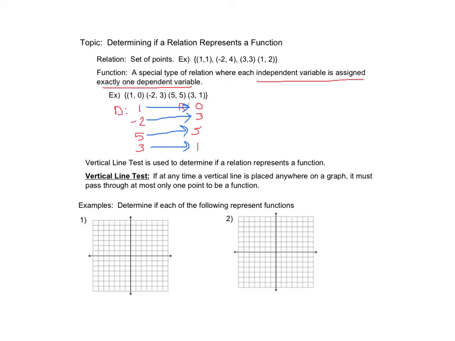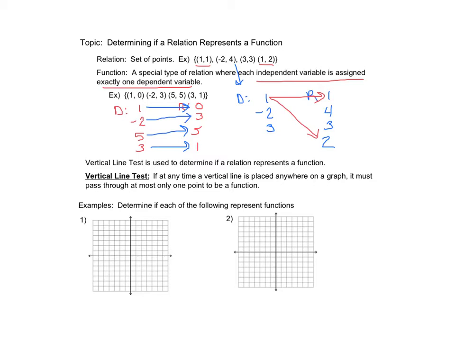If I look back at my relation here and I were to do the same thing for this, again, listing first my domain, 1, -2, 3, and I don't have to list the 1 twice because I've already listed it, just like we saw when we looked at domain and range. And then I list my range, 1, 4, 3, and 2. The first thing I notice is that 1 matches up with a 1 and it matches up with a 2. So notice that my independent variable of 1 is not assigned to only one dependent variable. So this is not a function, but only a relation.